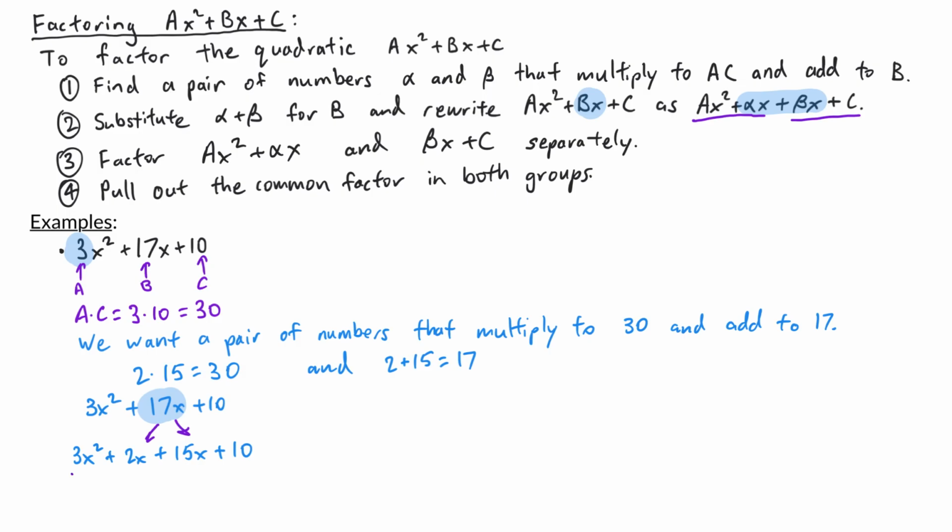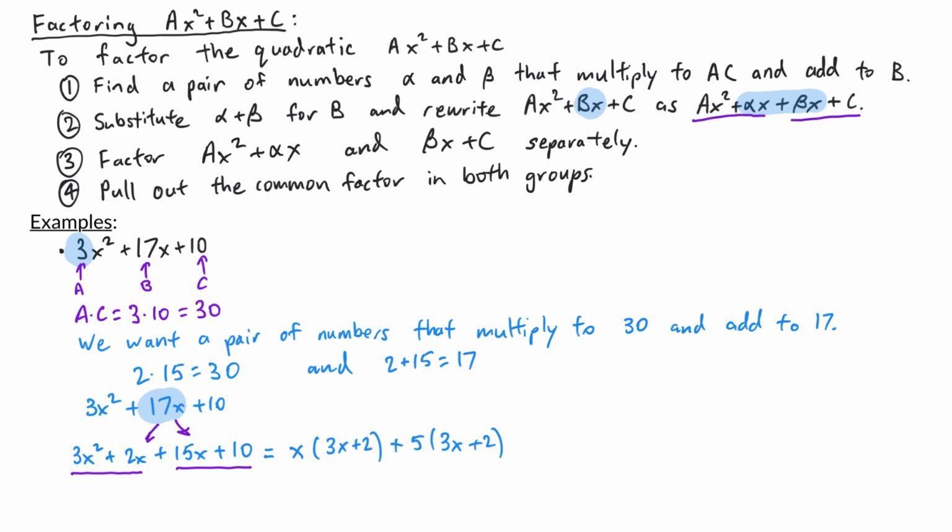In our next step, we're going to look at 3x squared plus 2x as one group and 15x plus 10 as a second group, and we're going to factor each of those groups separately. The 3x squared plus 2x has a common factor of x, so I can use the distributive property to pull that out. I can rewrite this as x times (3x plus 2). In our second group, 15x plus 10, I see that there's a common factor of 5 in both of those terms. So using the distributive property, I'll pull out the 5, and what's left is 3x plus 2. So that's step 3.